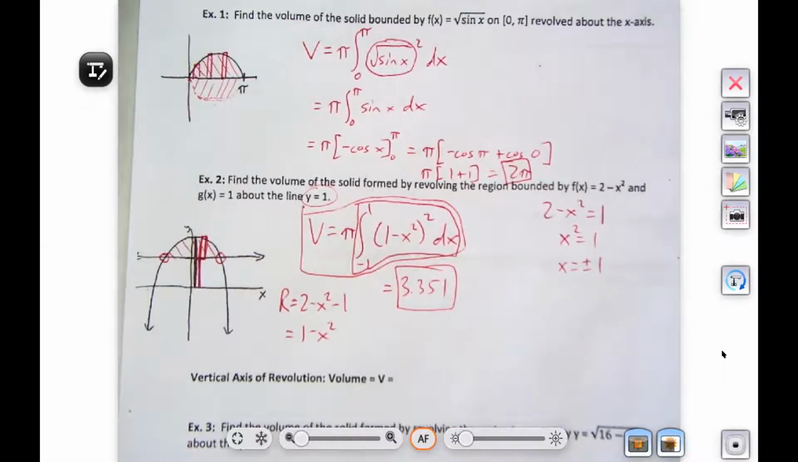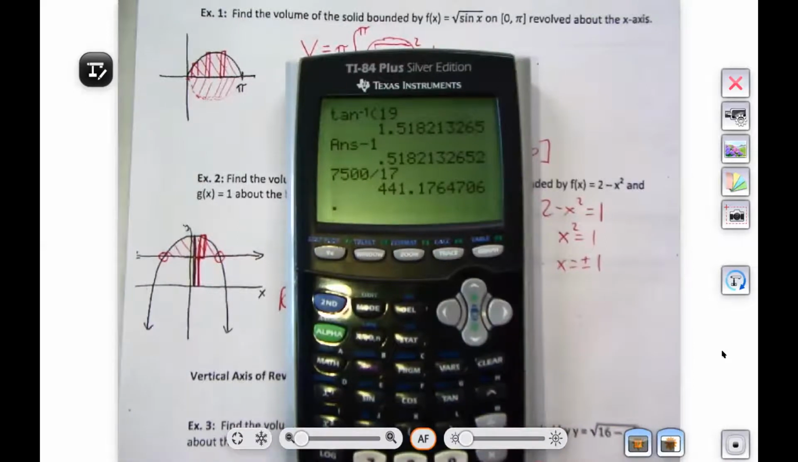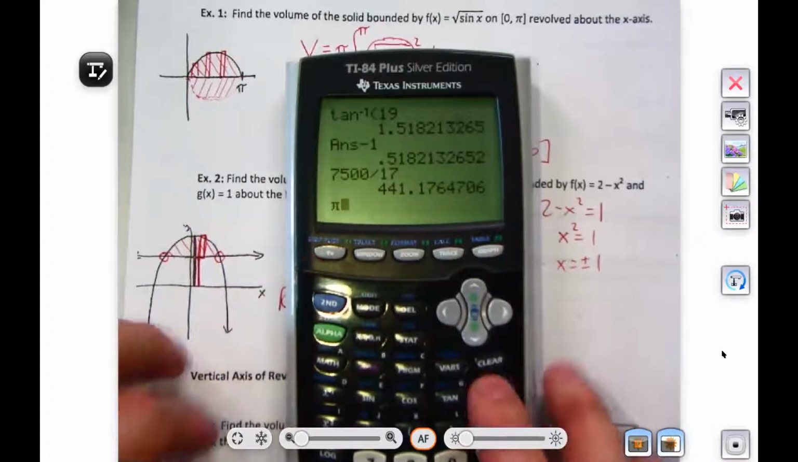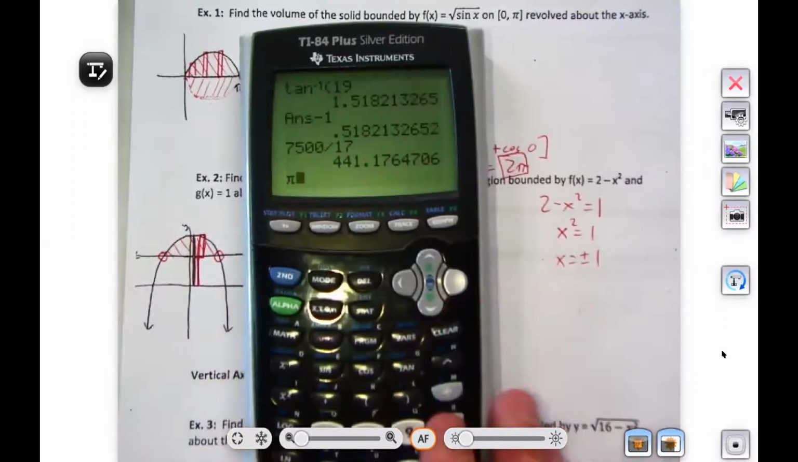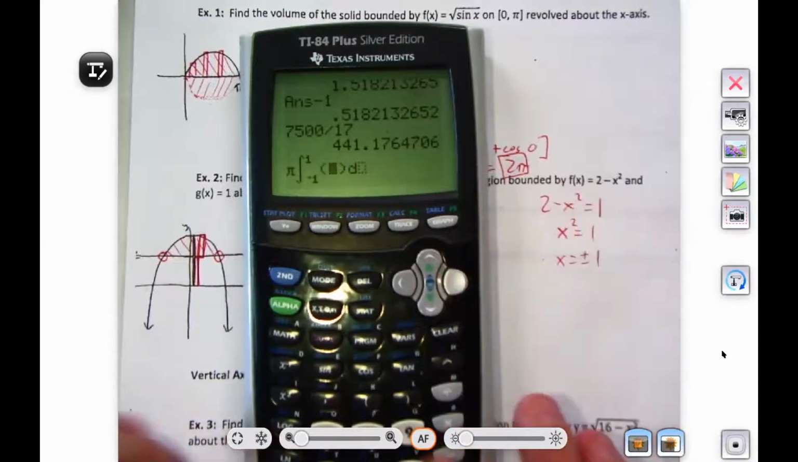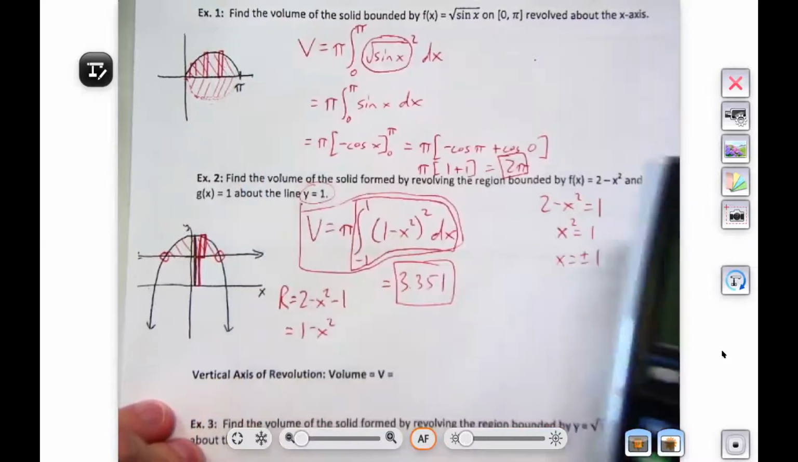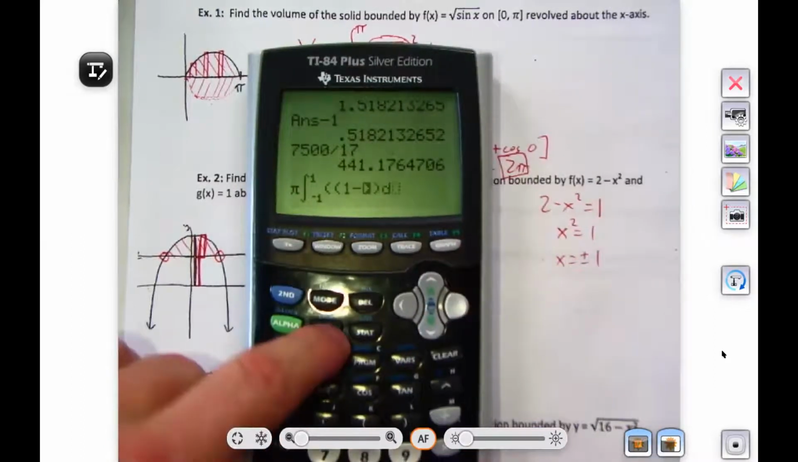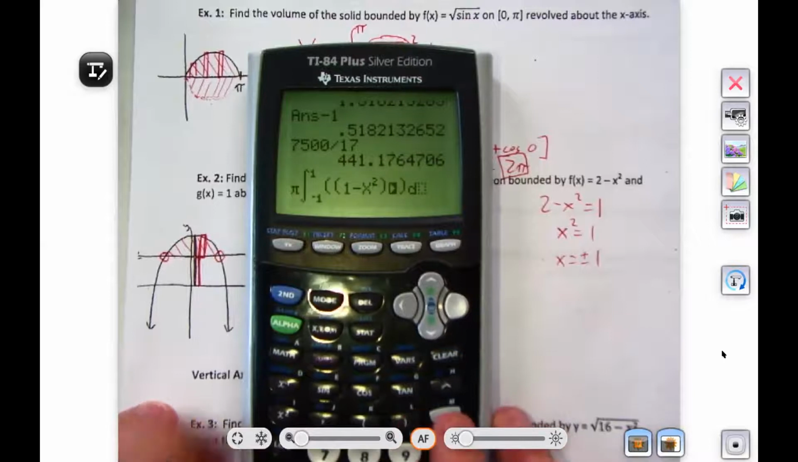You didn't get that answer? Did you have the time? I got 4.1. Well, here, see if we enter it the same. So I would do pi, then Math 9 from -1 to 1. And then I would do parentheses 1 minus x squared, parentheses squared.